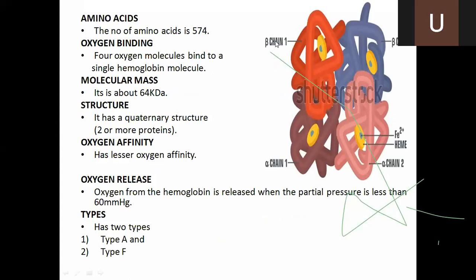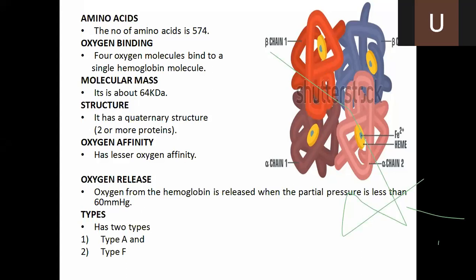This is the structure of hemoglobin. See, this is a beta chain, this is a beta chain, 2 beta chains and 2 alpha chains. Each of these has a heme group which has the iron in it. So it becomes 4 iron or 4 heme groups. The number of amino acids in the hemoglobin molecule is 574. Now coming to how many molecules of oxygen can bind to a single hemoglobin.